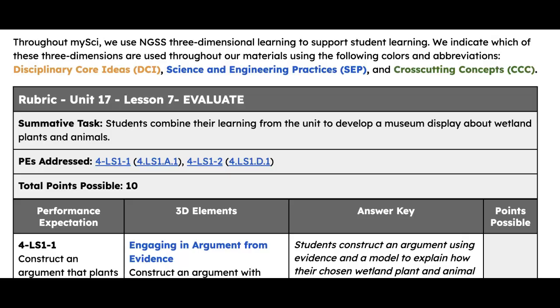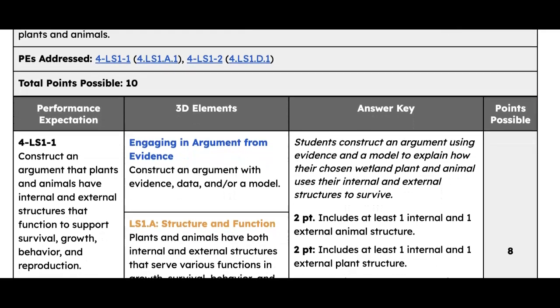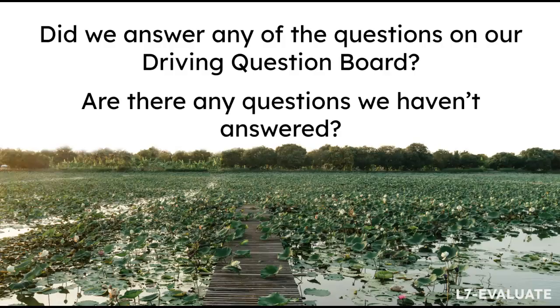For the Evaluate portion, you'll assess students according to the Animal and Plant Adaptations Project rubric. And to support student sense-making across the unit, you'll orient students back to the driving question board. You'll ask, did we answer any of the questions on our driving question board? And are there any questions we haven't answered? You'll try to wrap up any final questions on the driving question board before the end of the unit.